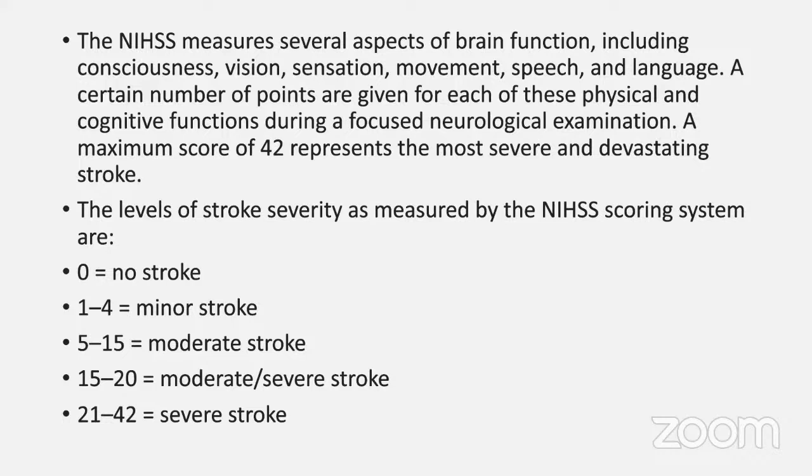The levels of stroke severity as measured by the NIH score system are: a score of 0 indicates no stroke, 1 to 4 indicates minor stroke, 5 to 15 indicates moderate stroke, 15 to 20 indicates moderate to severe stroke, and 21 to 42 indicates severe stroke.